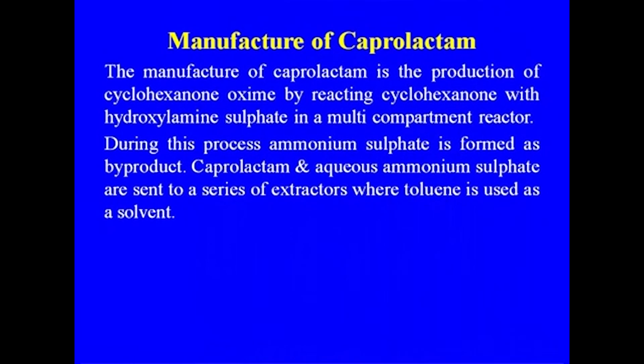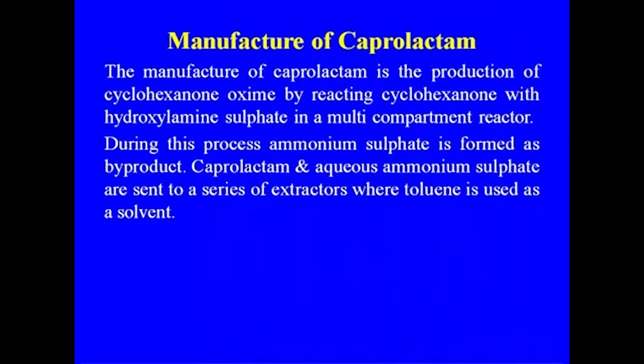Then the manufacture of the caprolactam. It is the production of cyclohexanone oxime by reacting cyclohexanone and hydroxylamine sulfate, because one unit is the production of cyclohexanone and another is the hydroxylamine sulfate. These two are reacted in a multi-compartment reactor, and during this process ammonium sulfate is again formed as a byproduct.